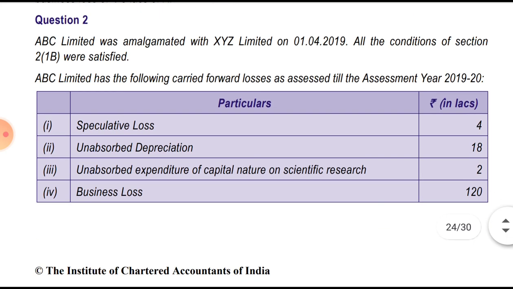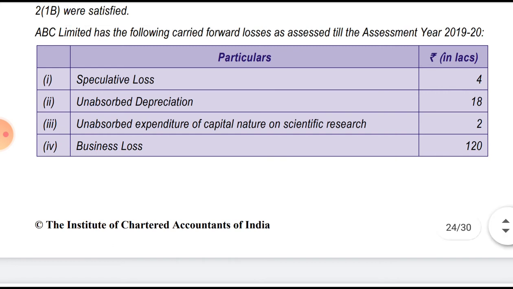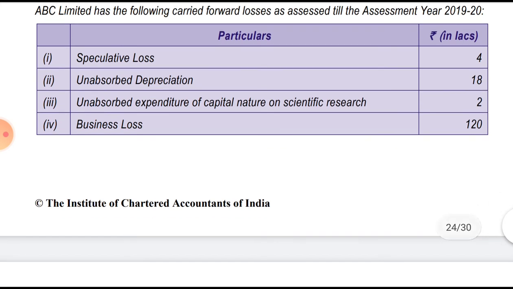Question number 2. ABC Limited has amalgamated with XYZ Limited as on 1/4/2019. All the conditions of 2(1B) are satisfied. ABC Limited has the following carry forward losses as assessed till assessment year 2019-20, that is previous year 2018-19. Till then it had the following losses: speculative loss of 4, which can only be set off against speculative income. Unabsorbed depreciation, against any income except income from salary, and unabsorbed expenditure of a capital nature on scientific research, which can also be set off.